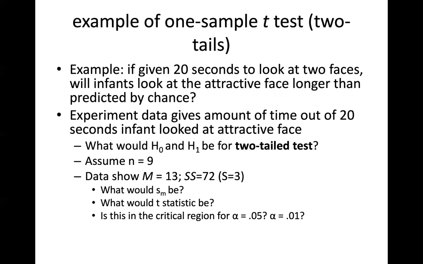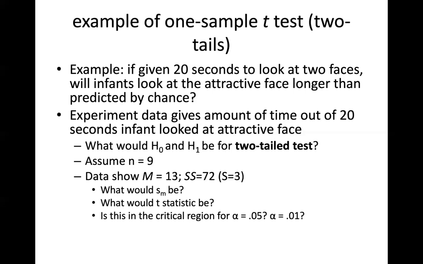And at any given point in time, depending on whether the eyes are closer to the attractive face or the unattractive face, you, the researcher, judge the baby as looking at either the attractive face or the unattractive face. Whichever face the eyes are closest to, you score that the baby is looking at that face. So it's always looking at one of the two faces for the entire duration of the 20 seconds.